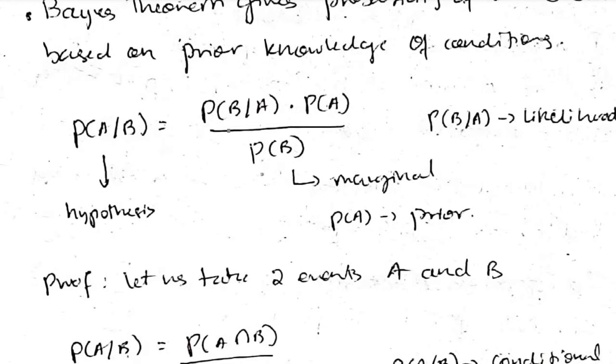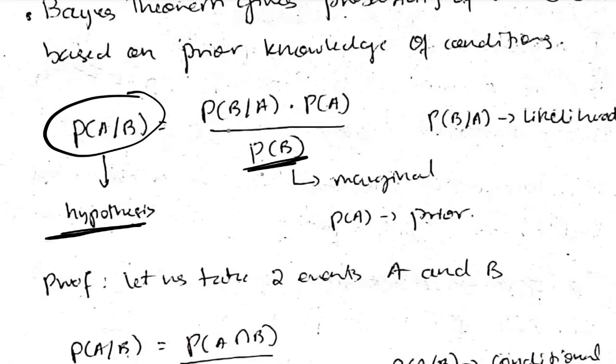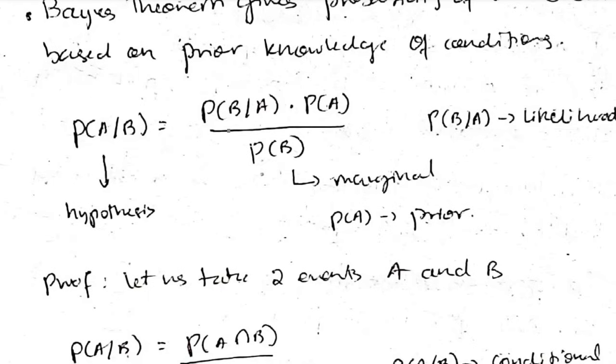Each of these terms has a separate name. P of A given B is called the hypothesis. P of B is called the marginal. P of A is called the prior, and P of B given A is called the likelihood. You need not remember the names, just remembering the formula and applying it is sufficient for you.